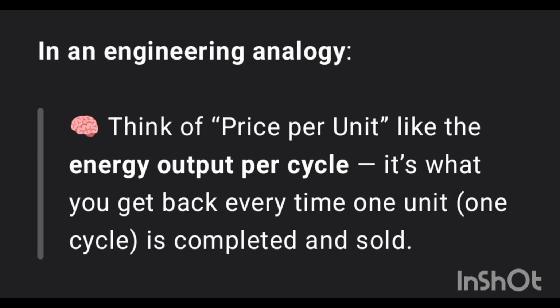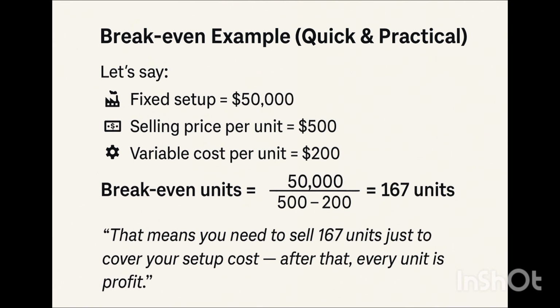In an engineering analogy, think of price per unit like the energy output per cycle. It's what you get back every time one unit, one cycle, is completed and sold. Obviously, engineers see things from a different perspective. So, a break-even example: the fixed setup cost is 50,000, the selling price per unit is 500, and the variable cost per unit is 200. So the break-even will be 50,000 divided by (500 minus 200), which is equal to 160 units.